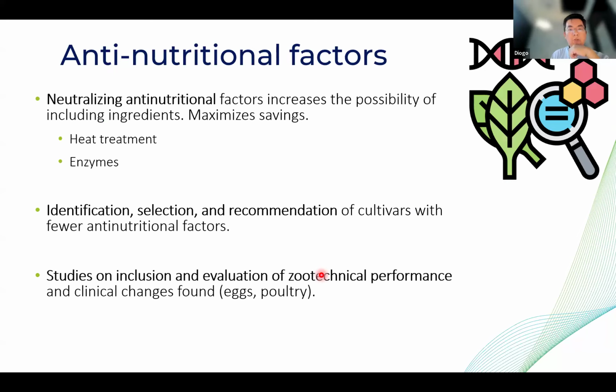Again, about anti-nutritional factors. How can we neutralize these anti-nutritional factors? Sometimes you can use heat treatment, as we already use for soybean meal. Sometimes we can think about enzymes. Maybe it's necessary to identify, select, and recommend some cultivars with fewer anti-nutritional factors. And also, it's very important to compare the level of inclusion versus the performance of the flocks.